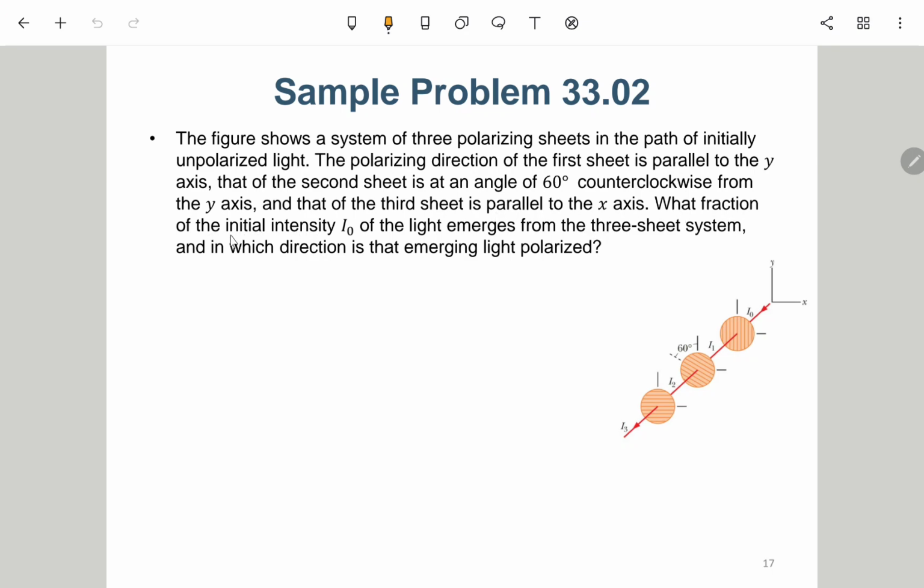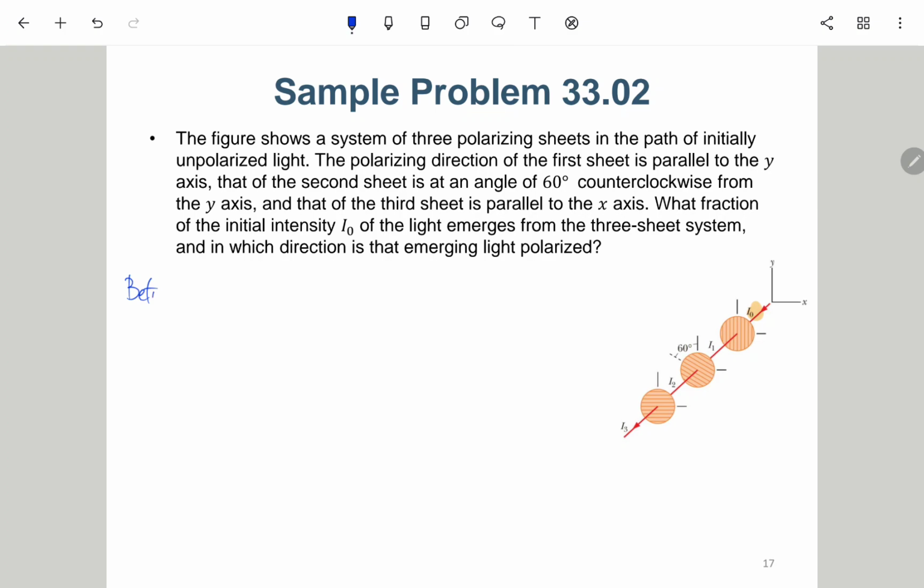What fraction of the initial intensity I0 of the light emerges from the 3-sheet system, and in which direction is the emerging light polarized? At the beginning, we have this I0 coming from the top right, and then we have one polarizing filter, which is placed vertically. So only vertically polarized light can go through. So this I1 is vertically polarized.